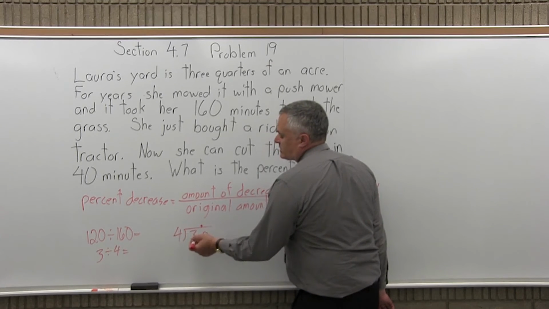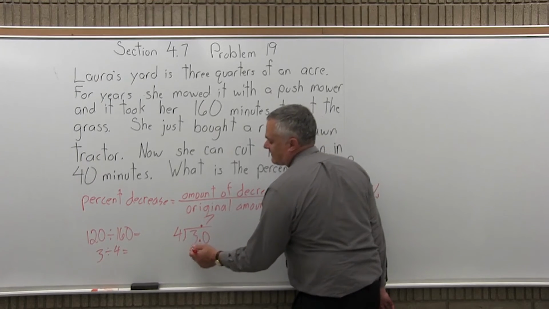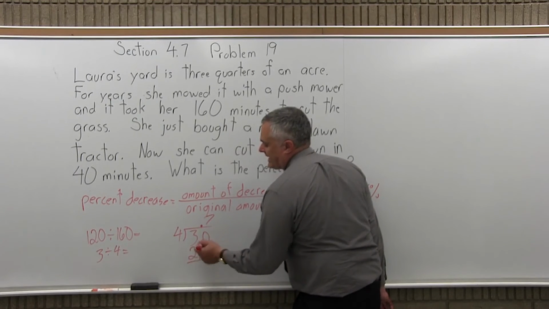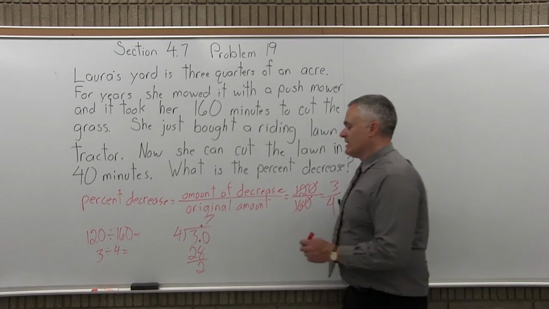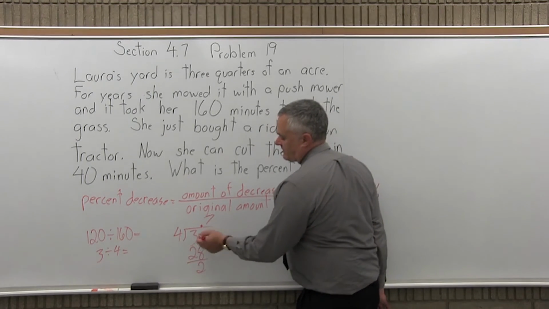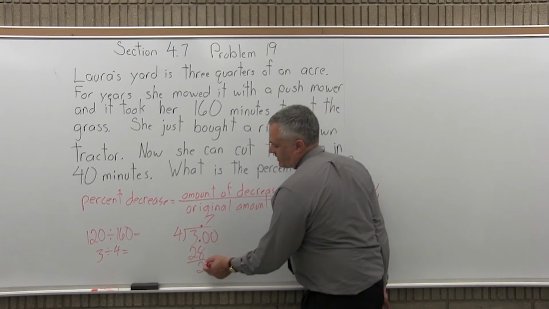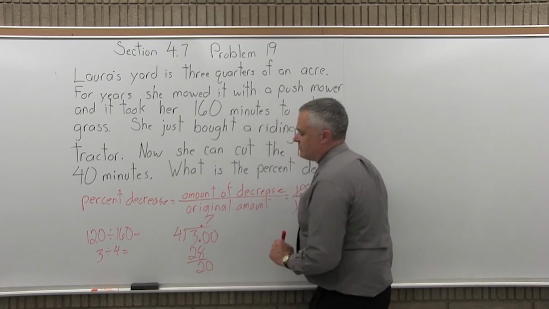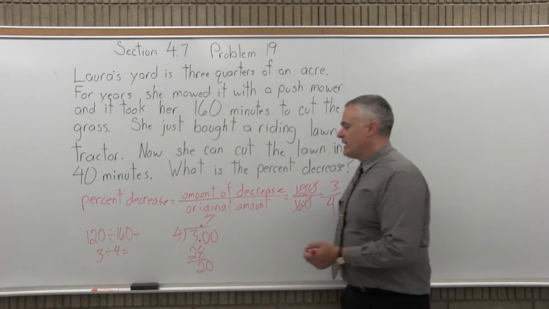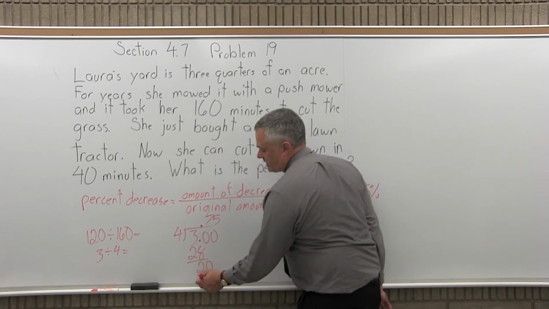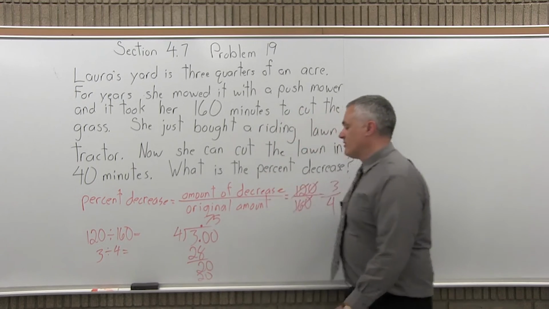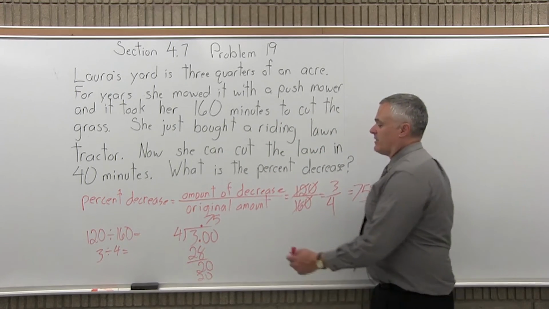4 times something will get you close to 30. 4 times 7 is 28. 30 minus 28 is 2. So it did not go in evenly. So that 3.0 you have to think of as 3.00. Bring down that next 0, put it next to the 2. 2 with a 0 next to it becomes a 20. 4 times something is 20, 4 times 5. 5 times 4 is 20. It goes in evenly. 0 remainder. There's the 0.75 that I remembered.